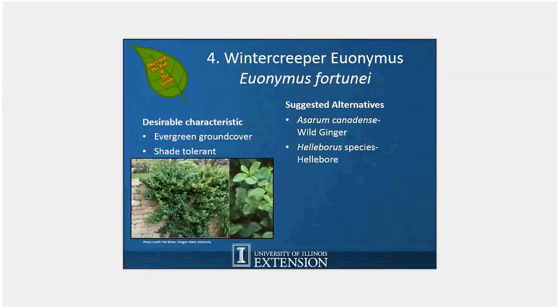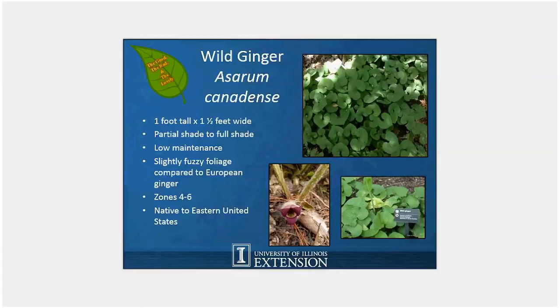Some of the alternatives that we looked at, the two that we decided to discuss tonight, are the wild ginger and the hellebores. The wild ginger, Asarum canadense, is a low-growing plant, about 1 foot tall. They can spread to 1.5 feet, 2 feet. It will also tolerate the same light conditions as the Euonymus. It can tolerate partial shade to full shade. And this really is a low-maintenance plant.